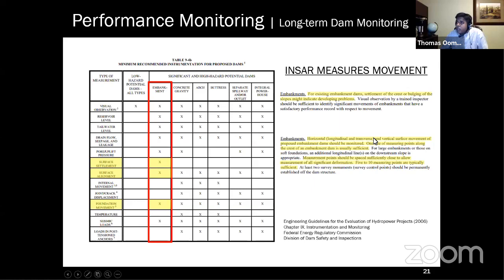Then for embankments, horizontal and vertical surface movement should be monitored. Measuring points should be spaced sufficiently close to allow measurement of all significant deformation, and 5 to 10 measuring points are typically sufficient. So now you can see that from InSAR, you can actually get more than what the Federal Energy Regulatory Commission recommends. You can get not just 5 or 10 points, you can get a significantly higher number of points and quantitatively understand how much movement is happening rather than just doing visual observation. So there is a lot of power in the InSAR approach for monitoring critical infrastructure like dams.